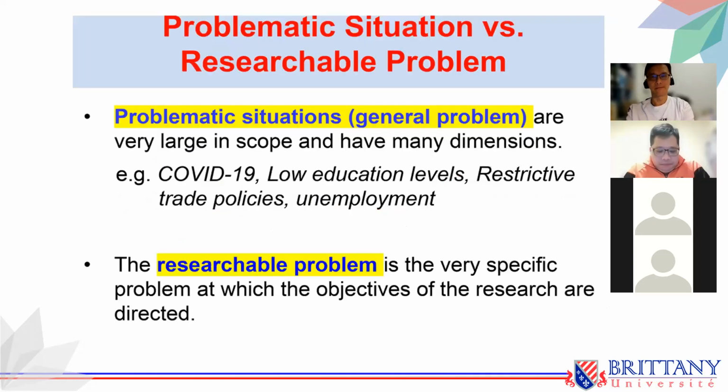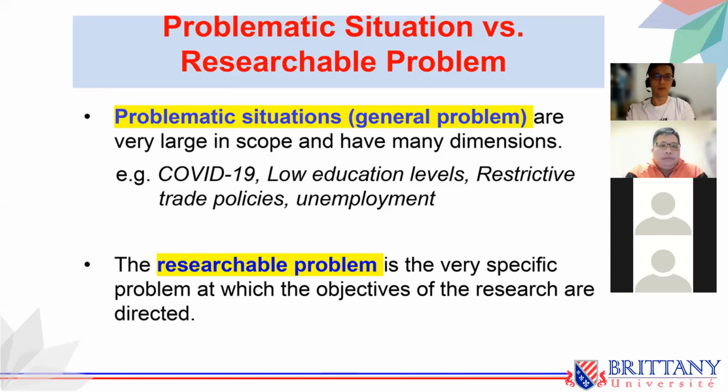Right. Now, problem statement and problematic situation are not the same. So please bear in mind, problematic situation and researchable problem are not the same. What is the problematic situation and what is the researchable problem? Let's look into this. A problematic situation has a very large scope and many dimensions. For example, COVID-19, low education levels, restrictive trade policies, and unemployment. When you say restrictive trade policies, does it give any specific problem? It is overall. It is very broad. It is very general. So that is a problematic situation or scenario.